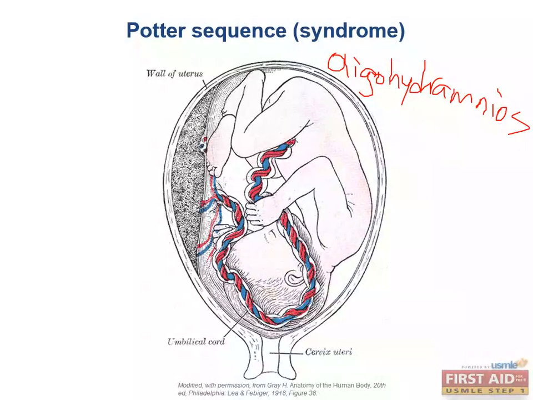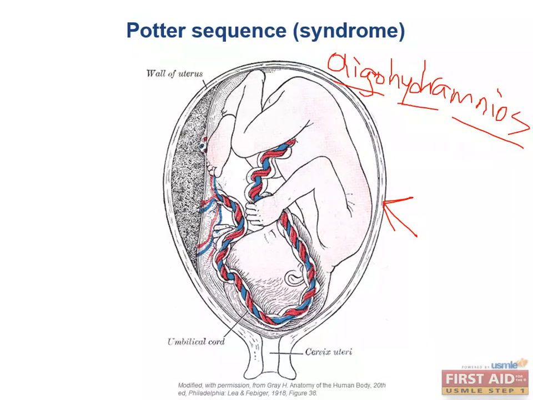And we can understand this word by breaking down the roots of this word. And so oligo just means few, and hydra means water, and amnios refers to the amniotic sac. So there is basically very little water in the amniotic sac. And with too little amniotic fluid, the fetus suffers from compression by this muscular wall of the uterus.